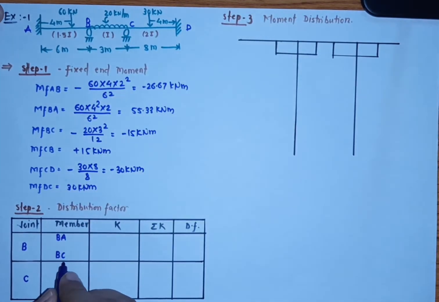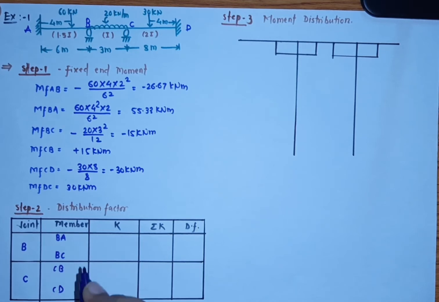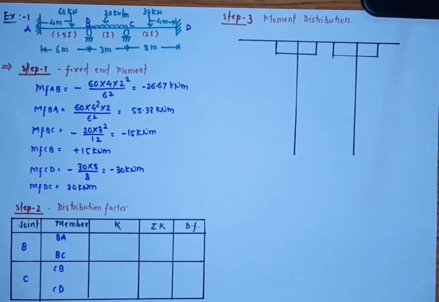So write down these members, first is CB and another is CD. Now K, as per our rule, is nothing but a stiffness. It has been calculated as 4EI by L when the far end of a beam is fixed, and 3EI by L when the far end of a beam is hinged. So what is the far end?